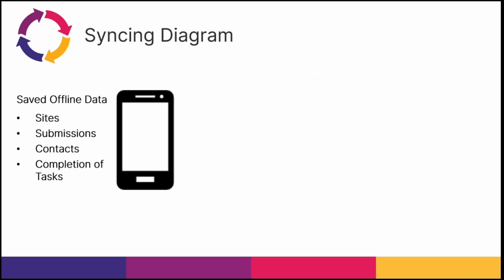Okay, so we're going to talk about the syncing diagram and break down what happens during a sync. So you have a phone, and on that phone, you can do any number of things. You can complete tasks, you can fill out new form submissions, you can add contacts, you can even add and edit sites, and that data exists only on the phone.